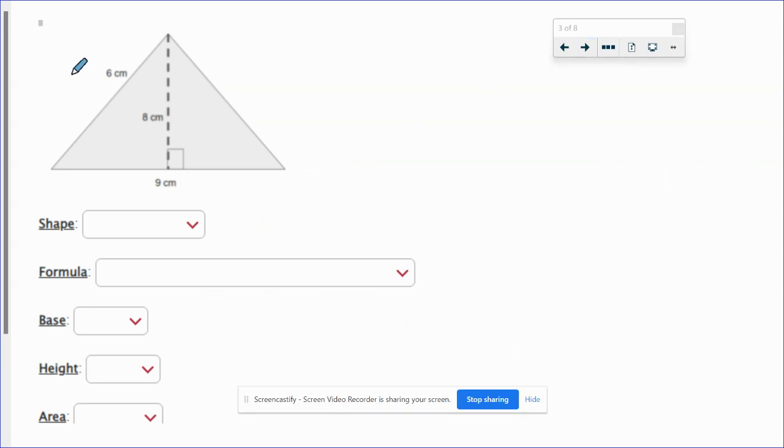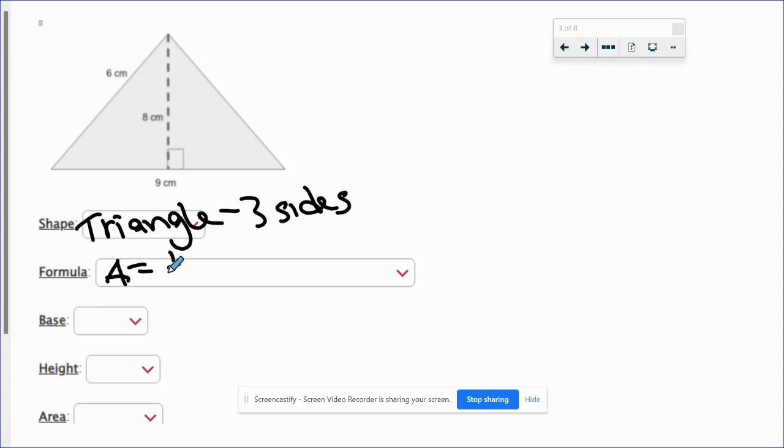All right, we need to find the area of this other triangle. So my shape is a triangle. And again, I know it is a triangle because it has 3 sides. My formula, I don't have it right in front of me, but if you look, you would have it on your formula sheet. It would say that the area is 1/2 the base times the height, or the base times height divided by 2. Both of those mean the same thing. Taking half and dividing by 2 mean the same thing.